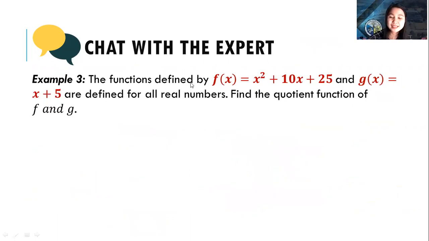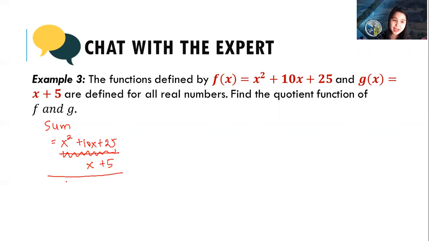Now, let's have the third one, okay, before we go to composite, and we actually need to join back. Now let's start with the sum function. Ready? That will be x squared plus 10x plus 25, plus x plus 5. So our sum function will be x squared plus 11x plus 30.